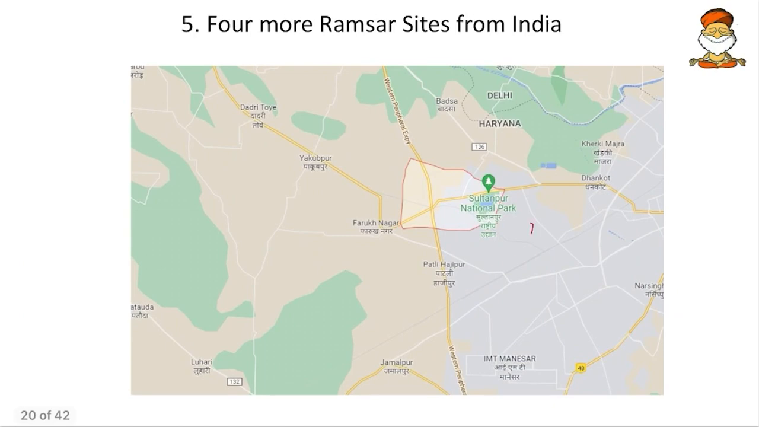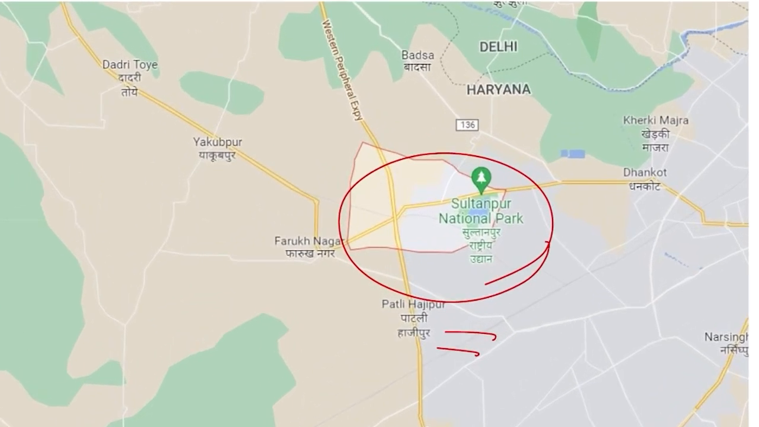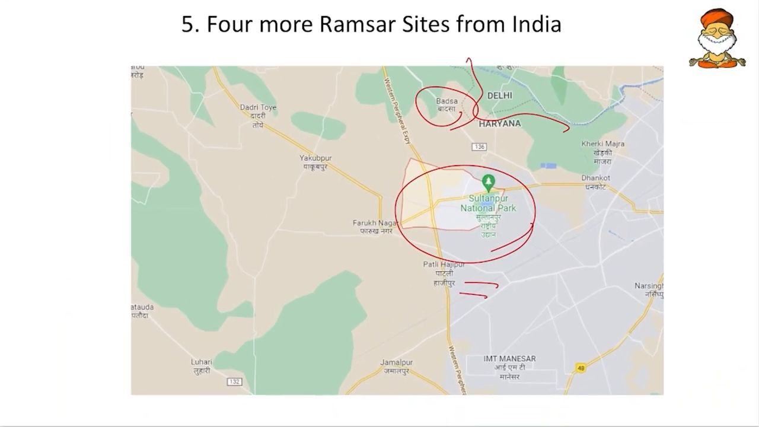And then we have the Sultanpur, which, obviously, is nearer to the Delhi-Haryana border. And here we can see the Sultanpur and the Delhi border and Badsa and any other important places which are present here. So you can remember, Manesar is very next to these.